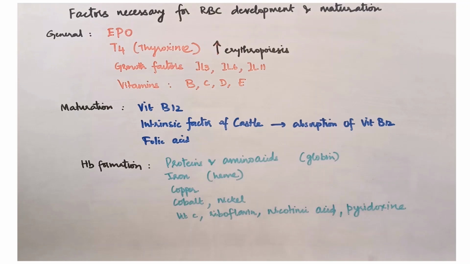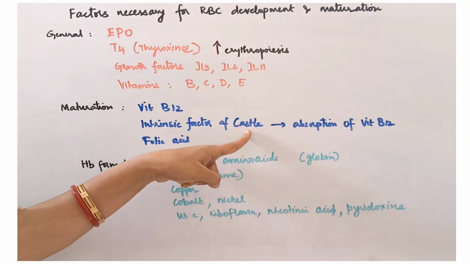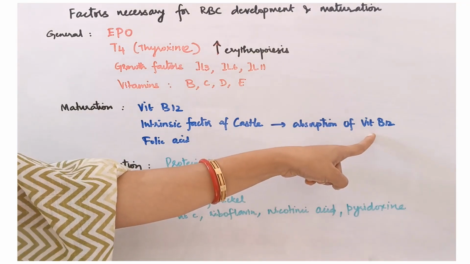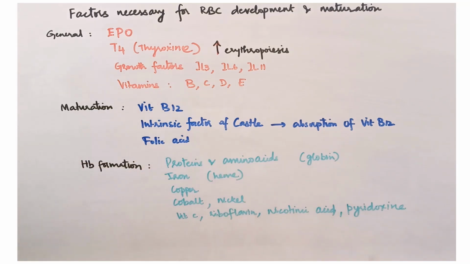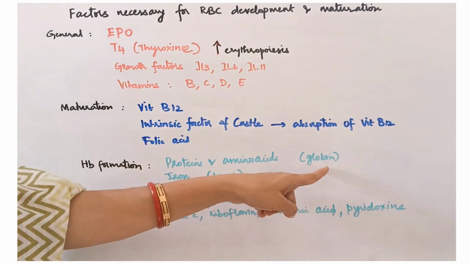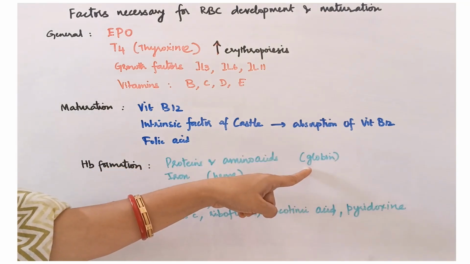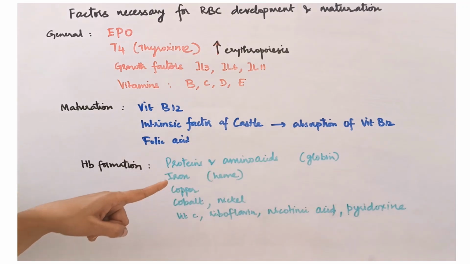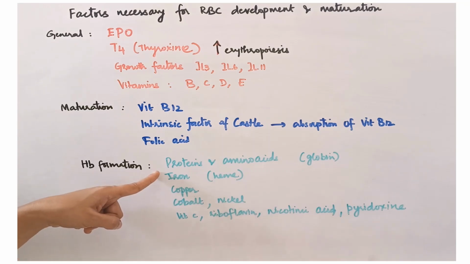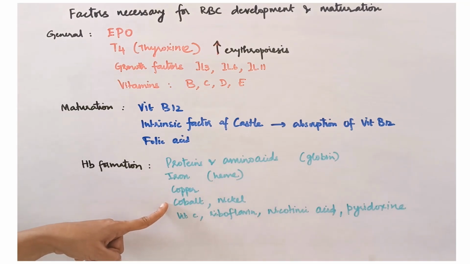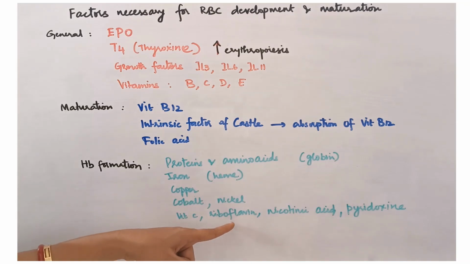Intrinsic factor of Castle is produced in the gastric mucosa and is essential for the absorption of vitamin B12 from the intestine. Folic acid is essential for synthesis of DNA. Factors that are necessary for hemoglobin formation: first-class proteins and amino acids for the synthesis of the protein part of hemoglobin, which is the globin. For the heme part, you require iron. Copper is needed for absorption of iron from the GI tract, cobalt and nickel for utilization of iron, and vitamins like vitamin C, riboflavin, nicotinic acid, and pyridoxine are also essential.